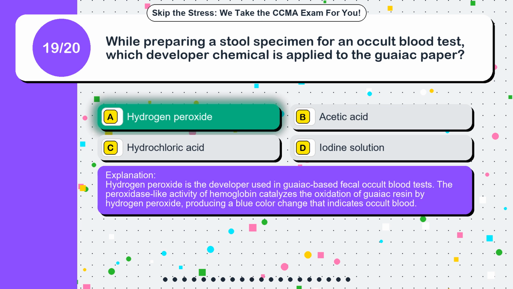Hydrogen peroxide is the developer used in guaiac-based fecal occult blood tests. The peroxidase-like activity of hemoglobin catalyzes the oxidation of guaiac resin by hydrogen peroxide, producing a blue color change that indicates occult blood.